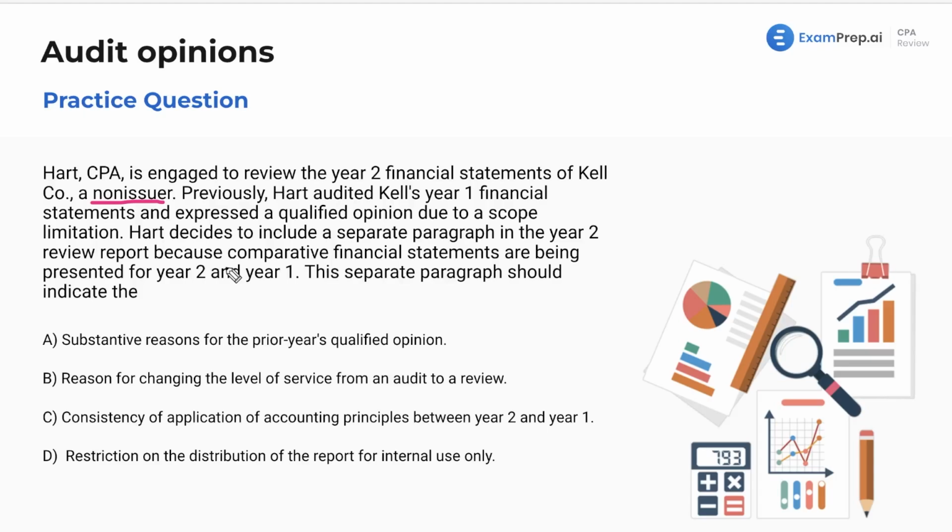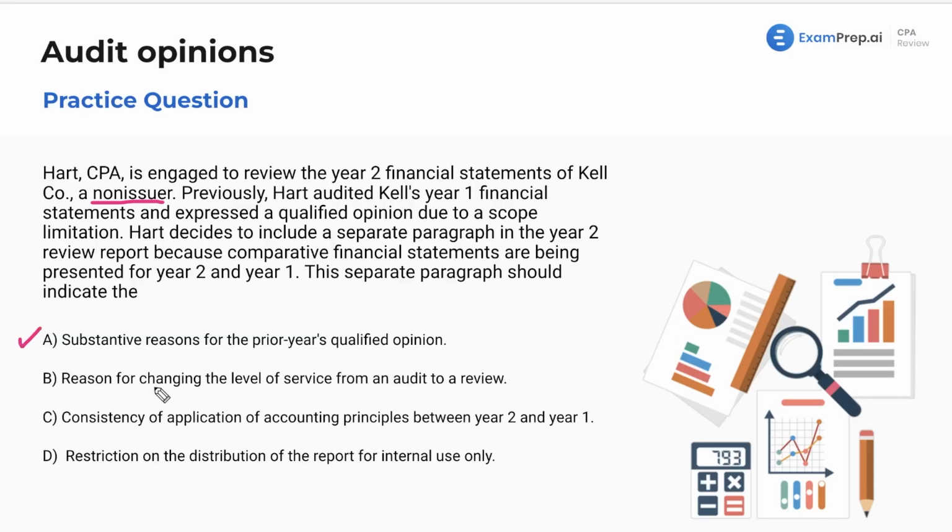This separate paragraph should indicate what? All right, so what is it going to indicate? Substantive reasons for the prior year's qualified opinion. Well, that's kind of just stealing the answer from the prior question. So yeah, I'm going to say that sounds pretty solid. But let's keep going along.